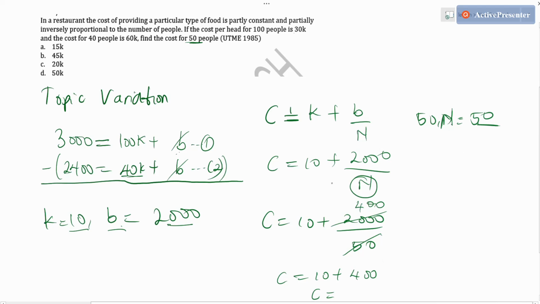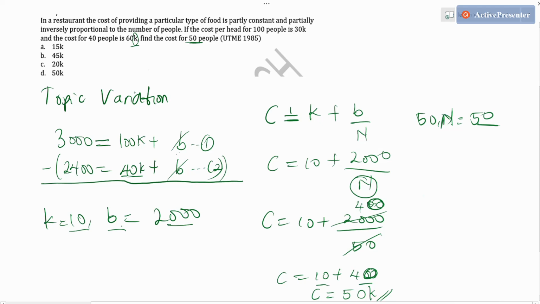Yeah, something is not right. So we have the n to be 50 people. I think everything is okay. 50 here. Okay, so sorry, 50 in 2000 gives us 40, right? So I might just change this to 40. So we have our cost to be 10 plus 40, which is 50.